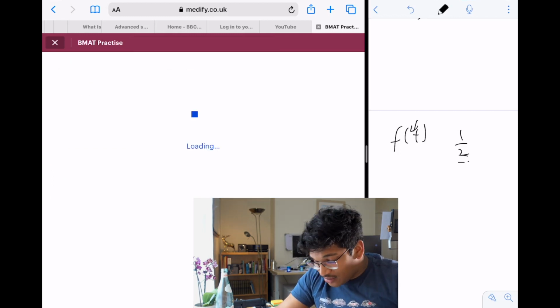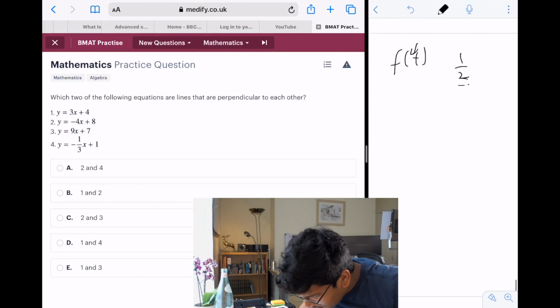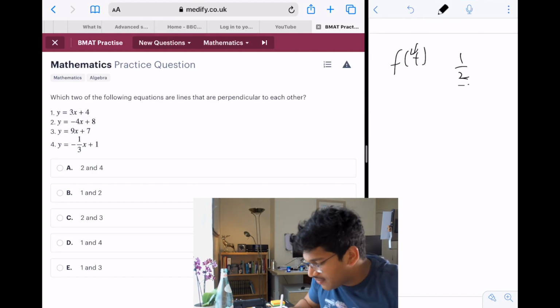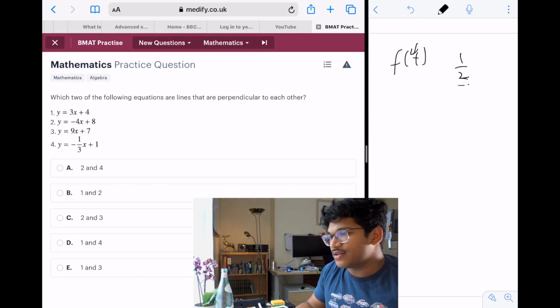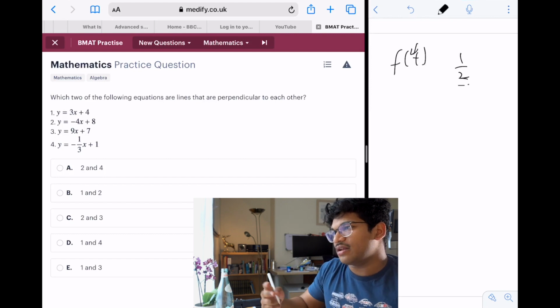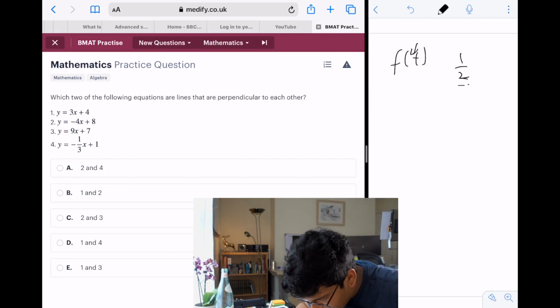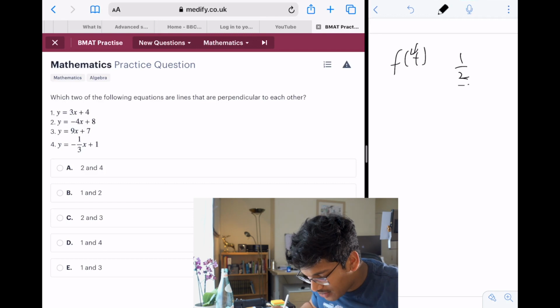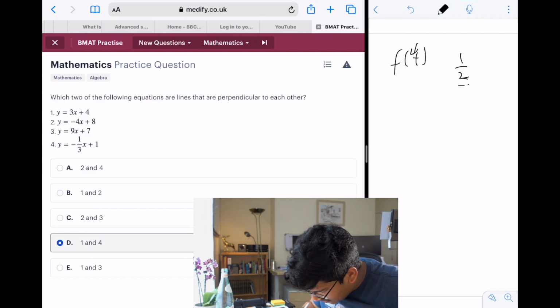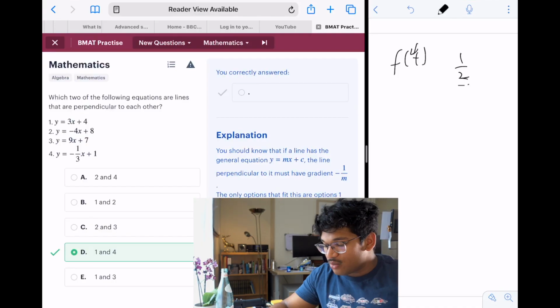Well, all right, let's just try and do one more so we end on a high note. Which of the following equations are perpendicular? Okay, this is fun. So perpendicular gradients will be, if you multiply two perpendicular gradients, it will equal -1. So it'll be -1 in the reciprocal. So it'll be 1 and 4. That's easy. Cool. And on that note, we'll call it a day.